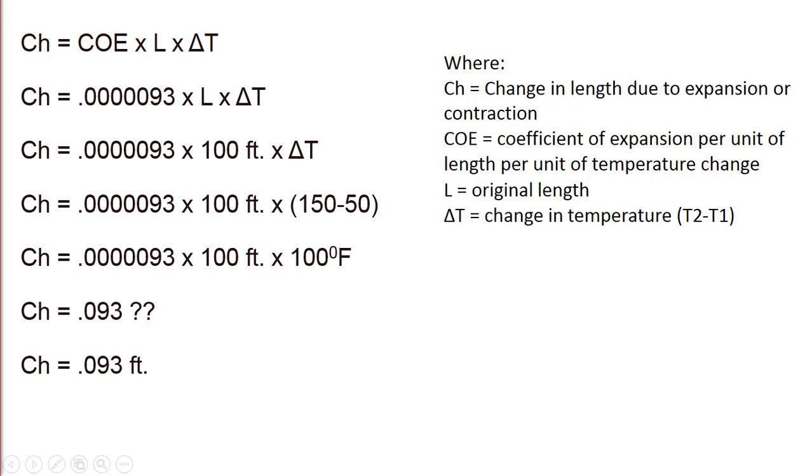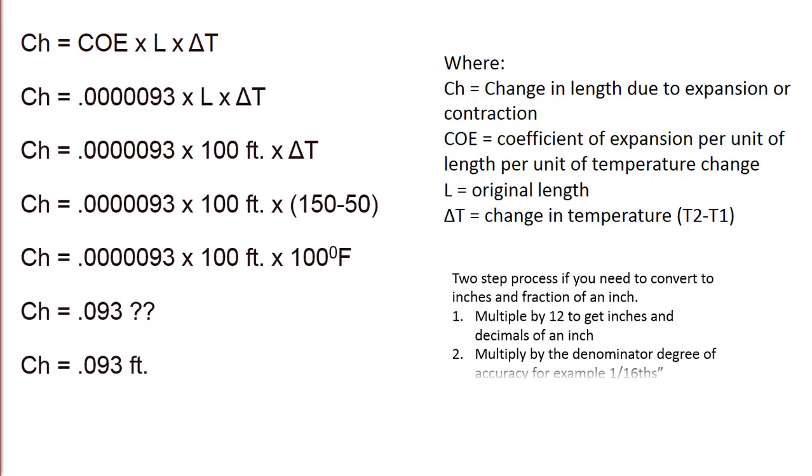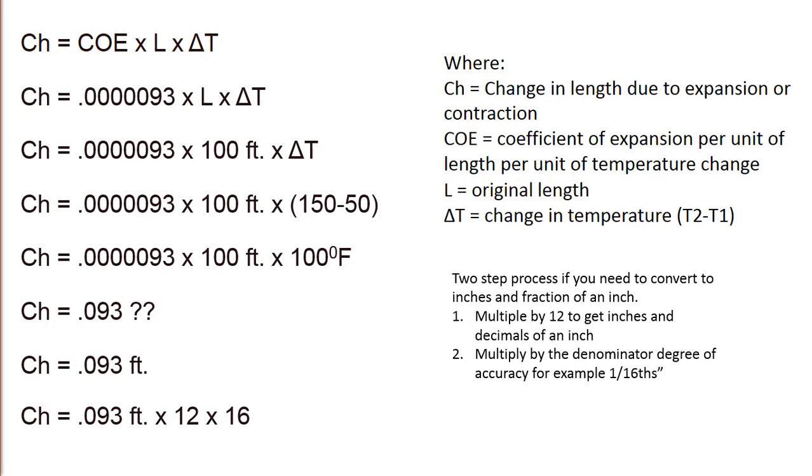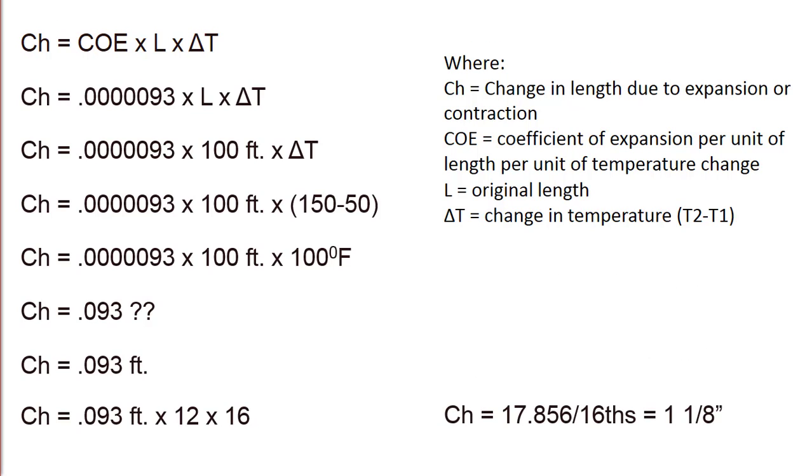Now often you'll be asked to express your answer in imperial builder's measure, which is a two-part calculation. You will need to multiply this number by 12 to get it into inches, and by say 16 if you wanted to the closest 16th of an inch. So the total expansion when the tubing changes temperature by 100 degrees will be almost 18/16, which reduced works out to 1 1/8 of an inch.